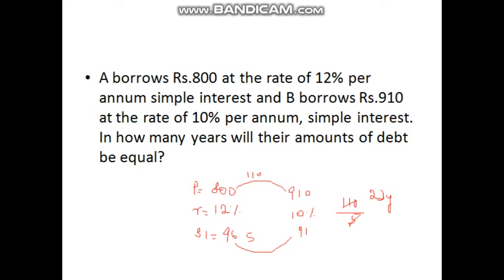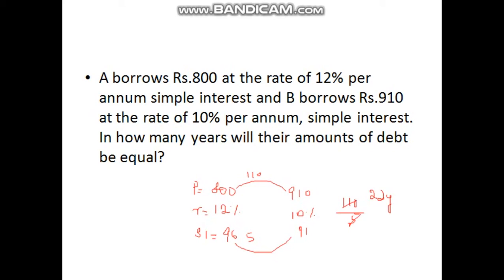See, two principals, write down 800 and 910, rate of interest is 12%, 10%. First check that the rate of interest should be opposite to the principal. That means the person who has more principal should have less rate of interest and less principal should have greater rate of interest. Only then will they have equal debts at some point of time. First you check that. Yes, 800, 12% and 910, 10%.